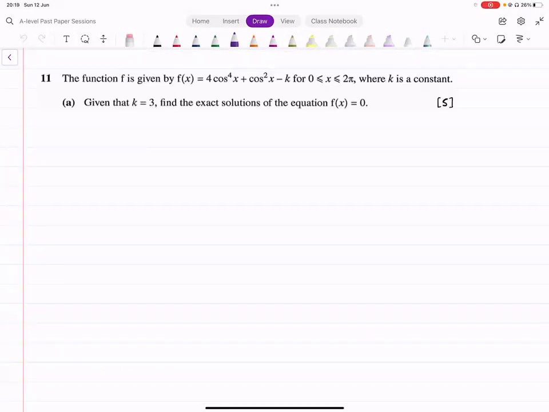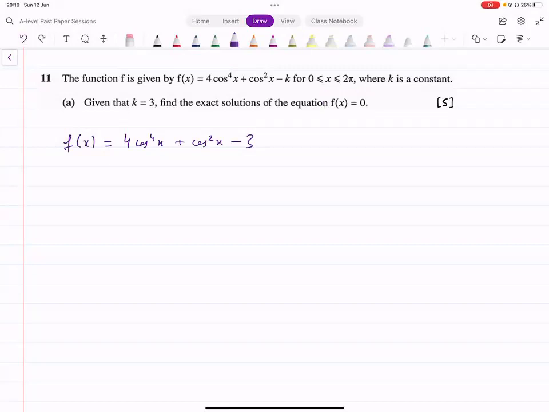Okay, let's move to question number 11. So now we've got this function f that is given by 4 cos raised to power 4x plus cos square x minus k for x between 0 and 2 pi, and k is a constant. Now in the first part it says, given that k equals 3, find the exact solutions of the equation f of x equals 0. Okay, so in the first part, we just have to input the value of k equal to 3. So f of x equals 4 cos raised to power 4x plus cos square x minus 3. That's the function. And we have to find the exact solutions of this equation.